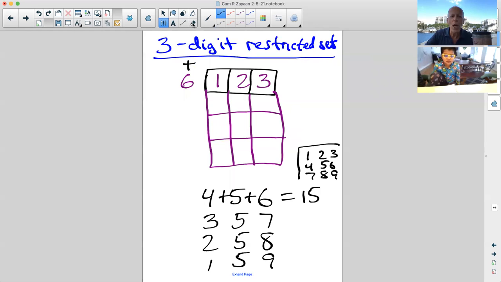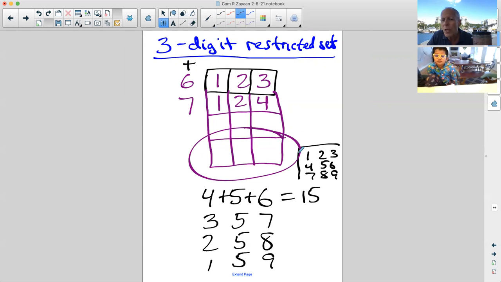So a combinatoric mathematician will look at this and say, wait a minute, I want the smallest numbers possible. 1, 2, but I can't use 3 again, so I would use the next number, which is 4. And that adds up to 7. Exactly.